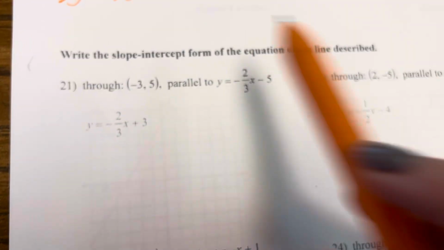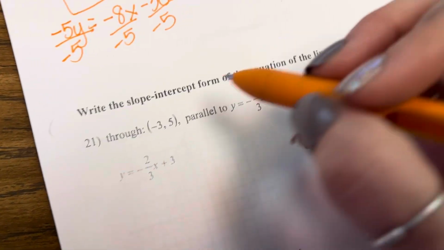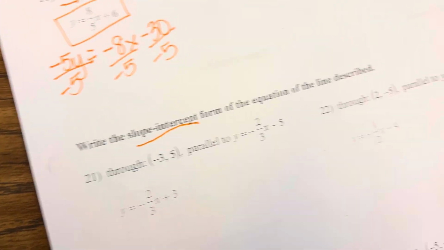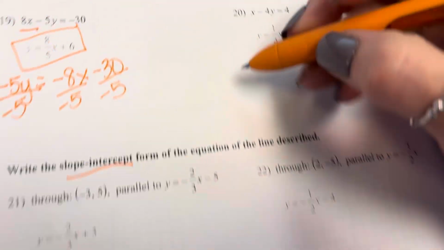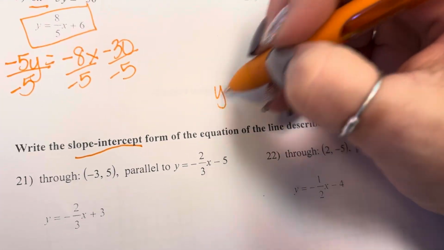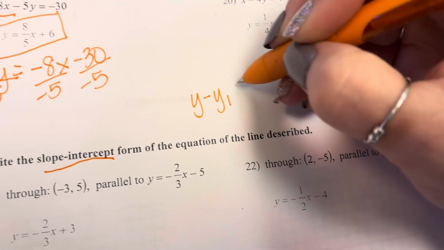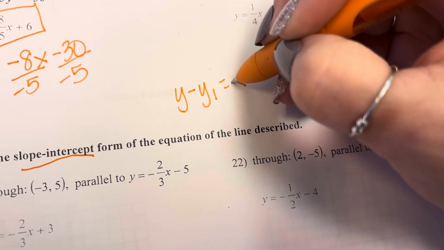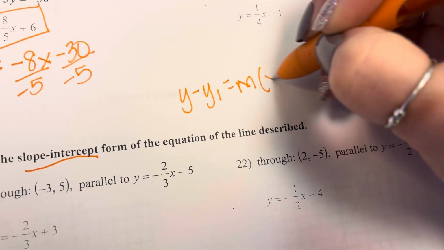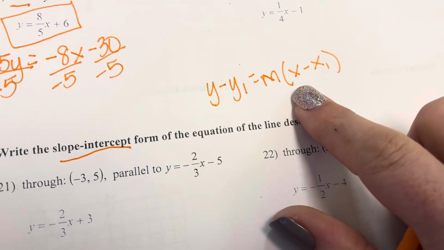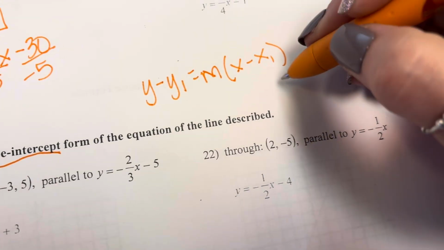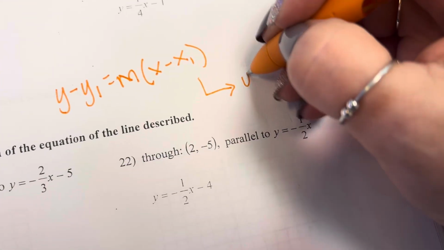Down here, write the slope-intercept. That means for this, you're going to have to start with the point slope. I'm going to start with this and then make it look like this.